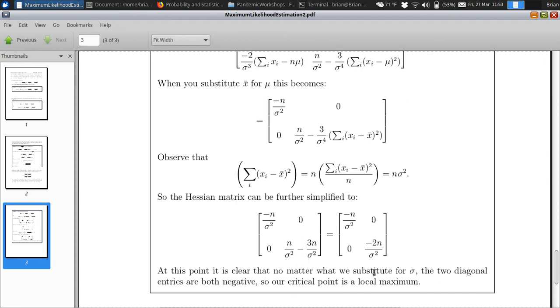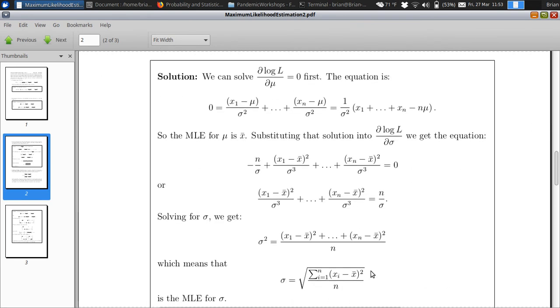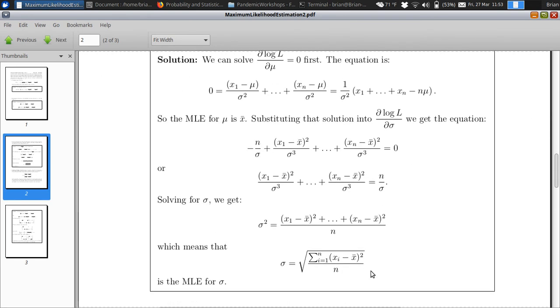All right, so we have found the maximum likelihood estimates for mu and for sigma, and there are these two formulas.